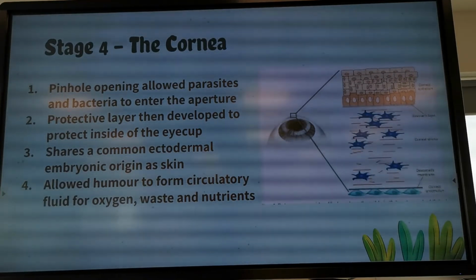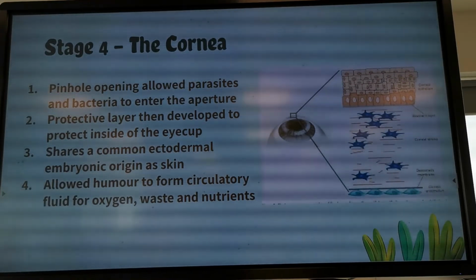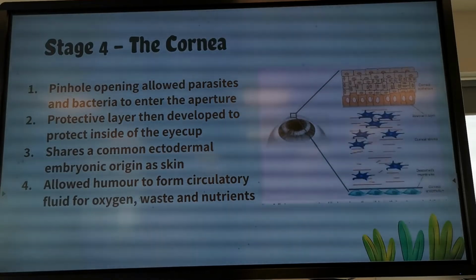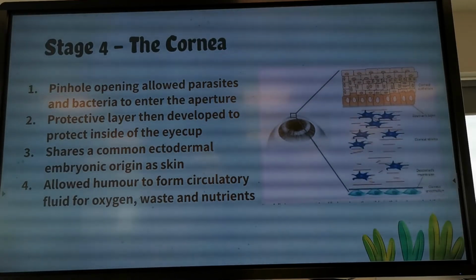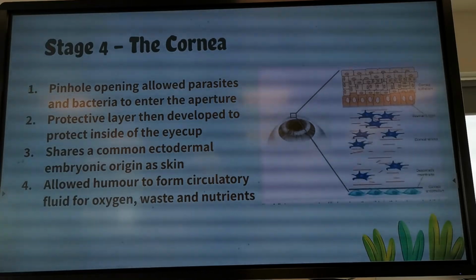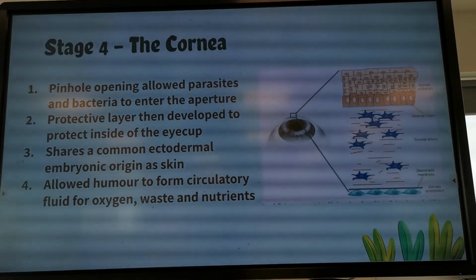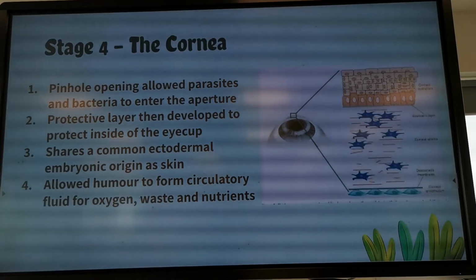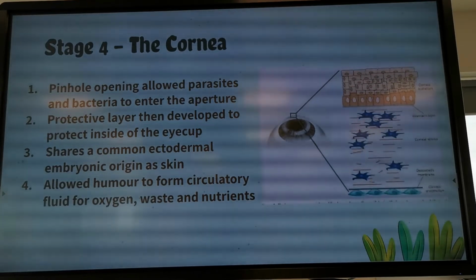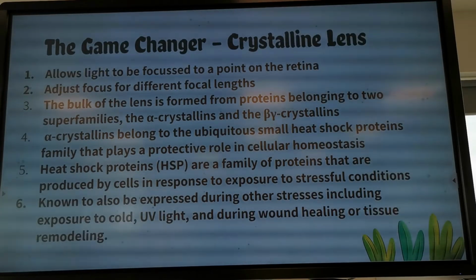And this is what allowed us to form the aqueous humour, which allowed circulatory fluid, oxygen, waste and nutrients to be transported around the internal structure as well. So we're pretty much there, but there's still another stage we could go through. The next stage, which is the game changer, is the crystalline lens.